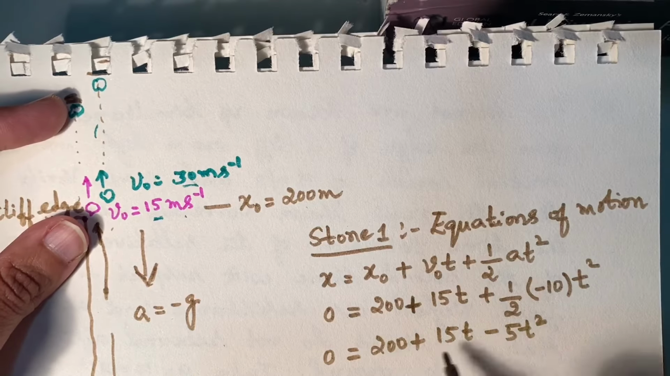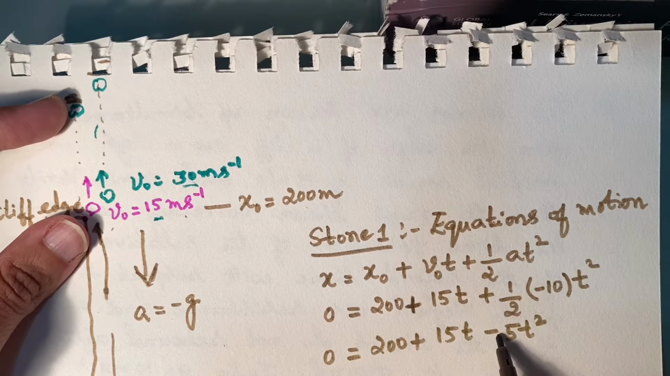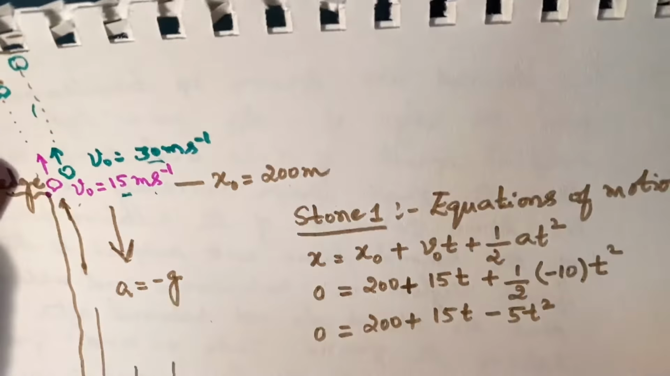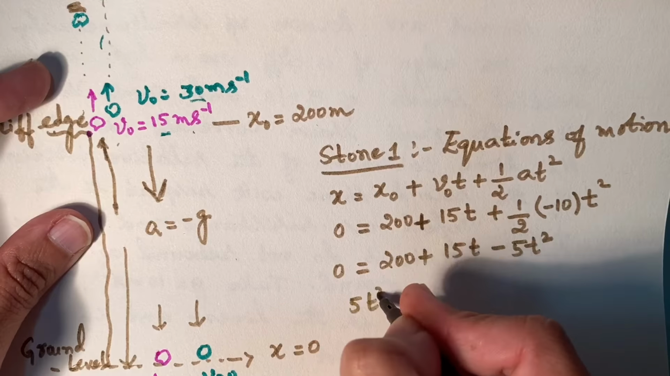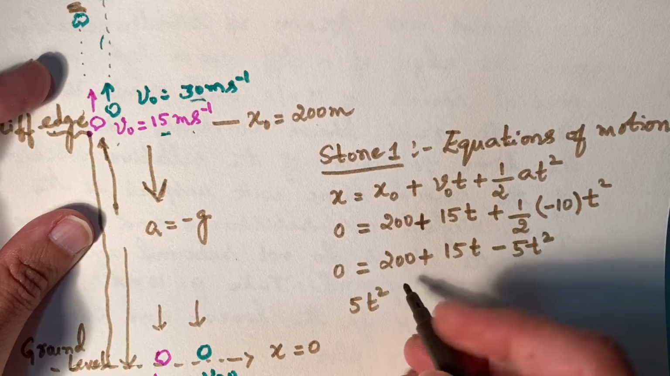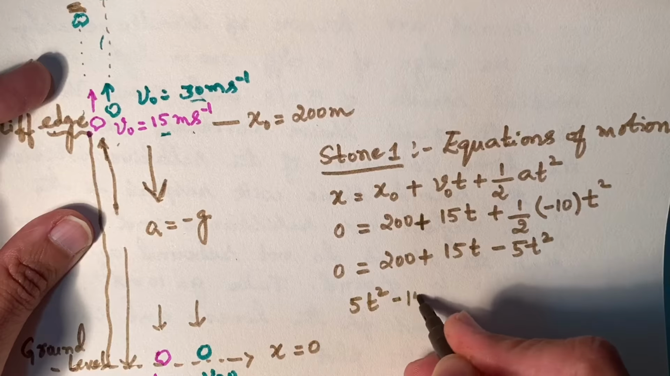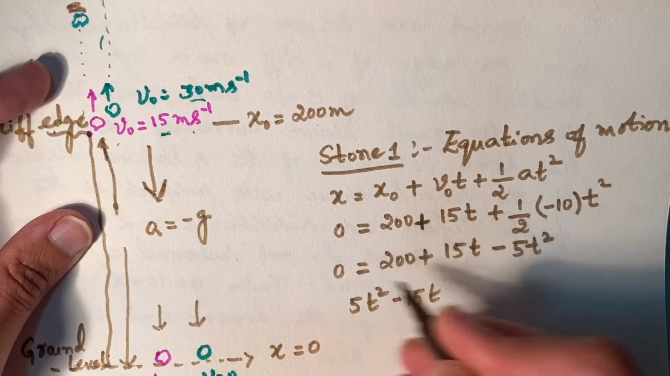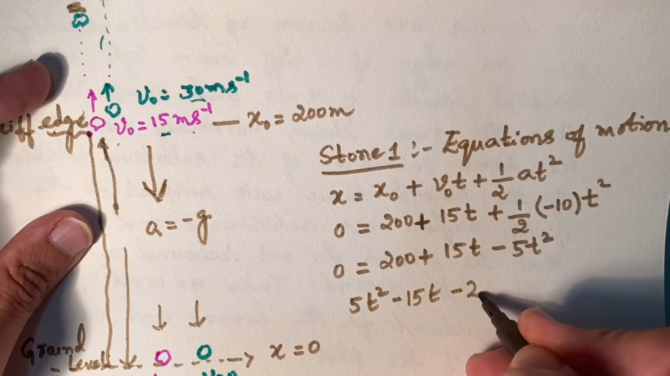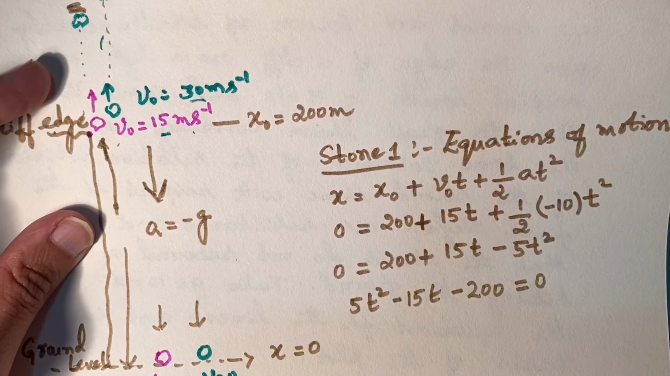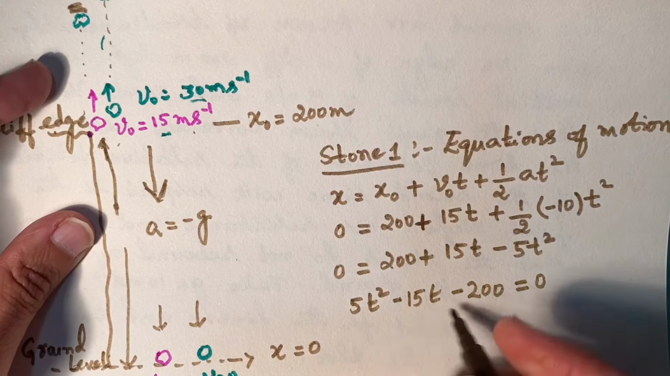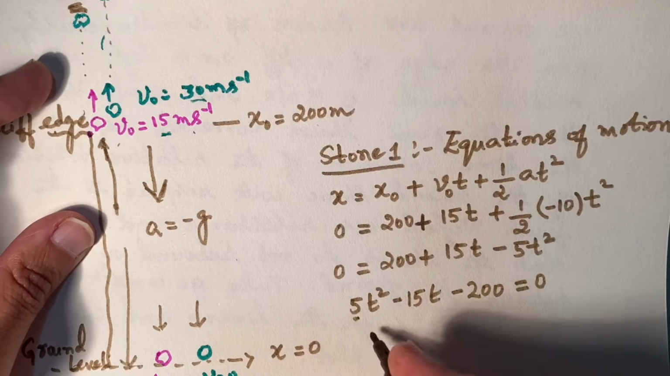Okay, now what you can do is you can bring all these on the left hand side. So you see when you bring minus 5t square on the left hand side, it would become plus 5t square. When you bring plus 15t on the left hand side, it would be minus 15t. Similarly, when you bring it on the left hand side, this becomes minus 200 is equal to 0. So here I can take 5 common.